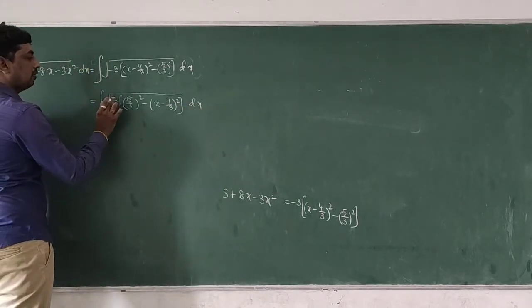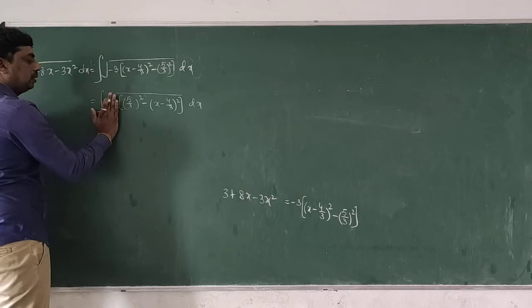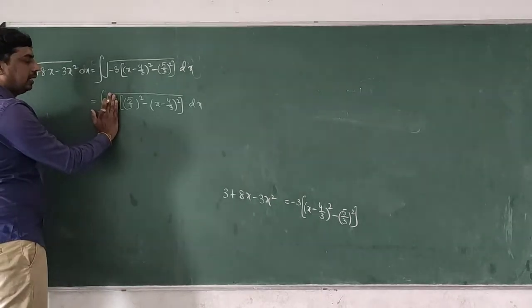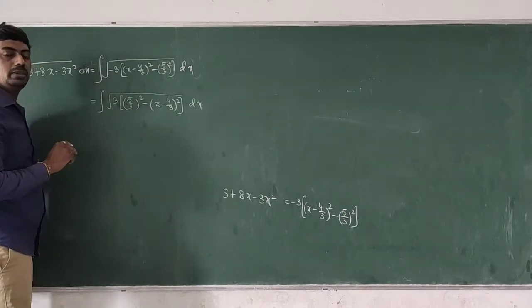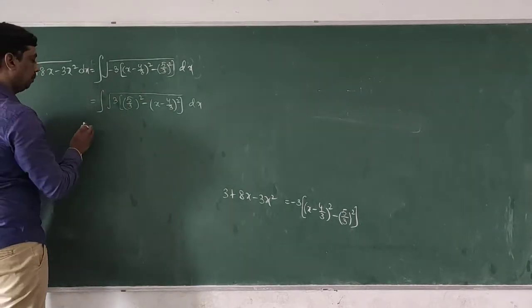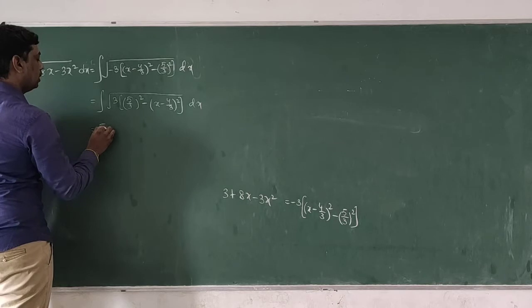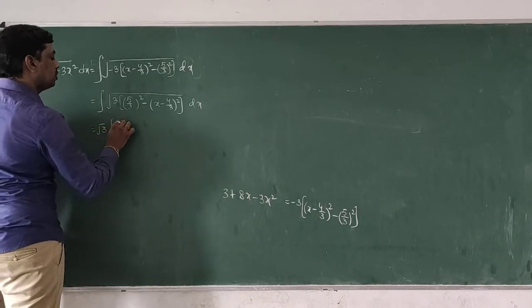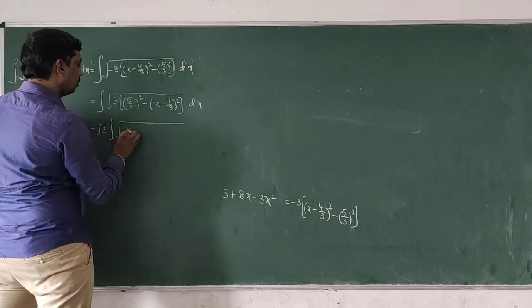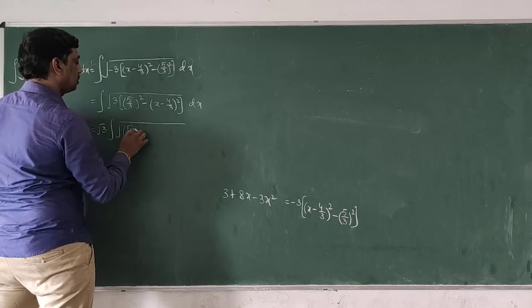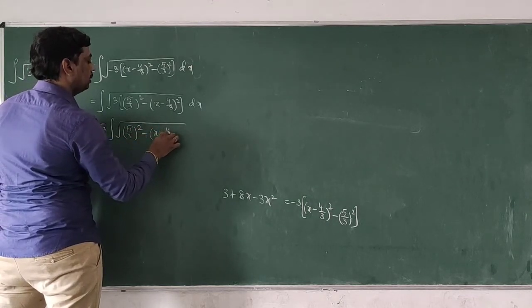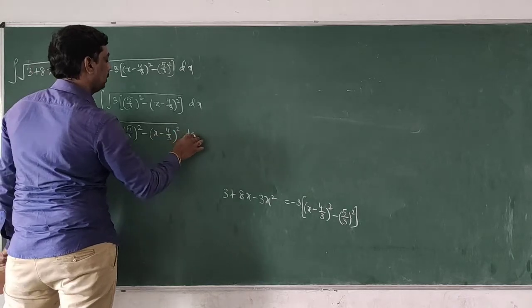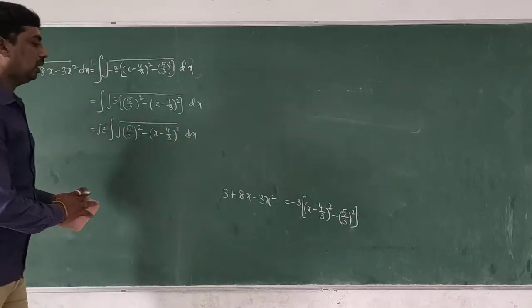Here, this is the form of root a into b. If 3 can be taken as a, this total term as b, root a into b can be written as root a into root b. That's why square root of 3 into square root of 5 by 3 whole square minus x minus 4 by 3 whole square into dx.